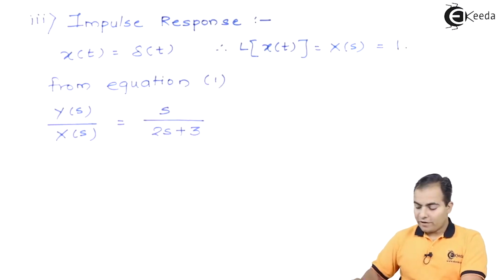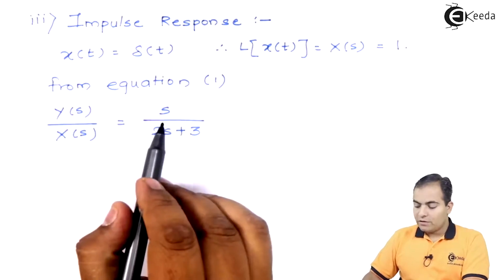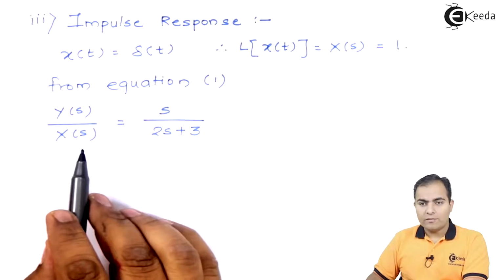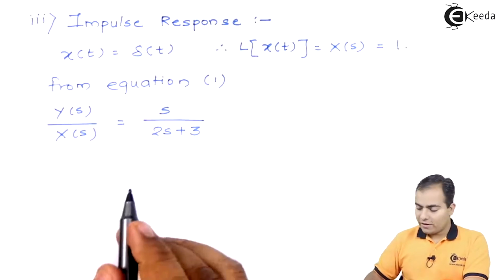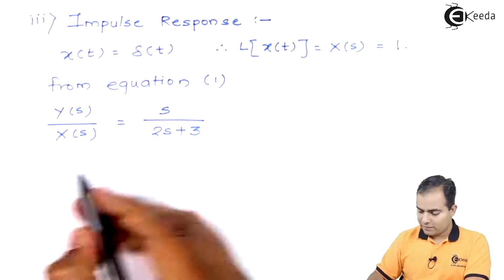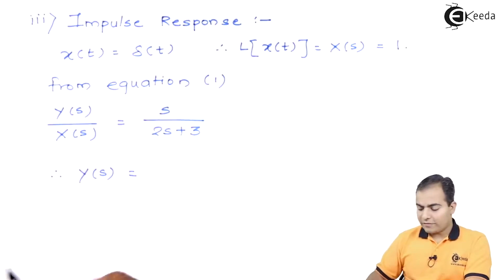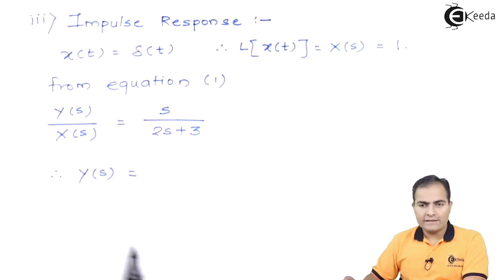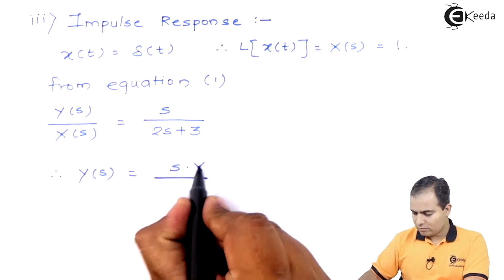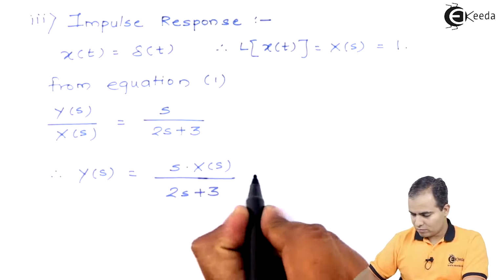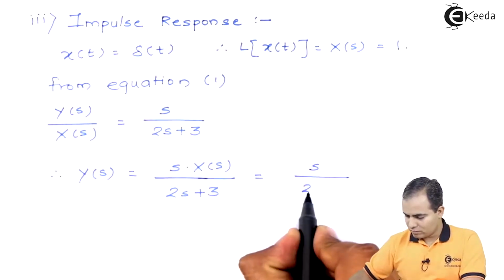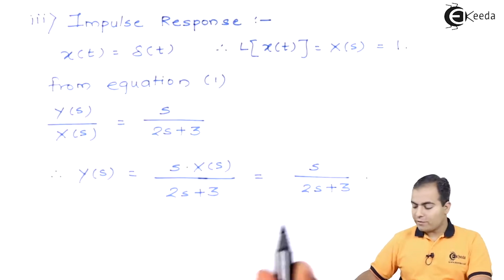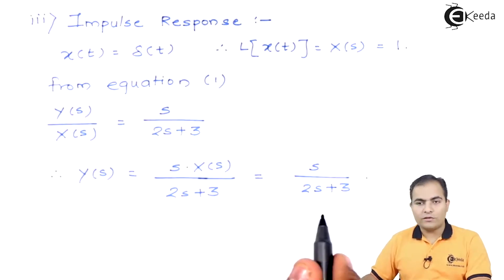Now, Y of s by X of s. Look at here, what we have? s upon 2s plus 3. Now, multiply this X of s on the right hand side, and the value is 1. So after substituting the value of X of s, that is 1, this equation will remain as it is. Now, what is important? We have to find out the inverse Laplace transform of s upon 2s plus 3.